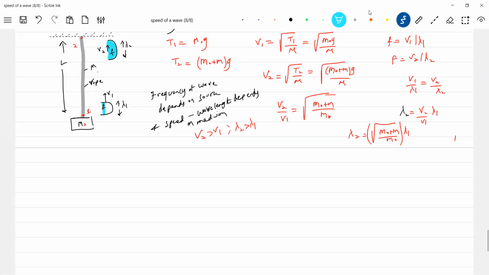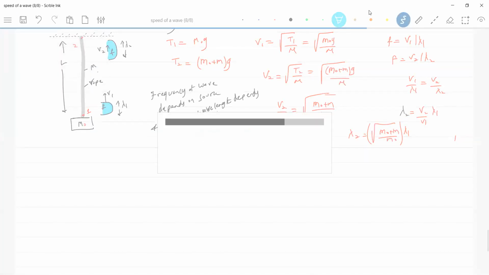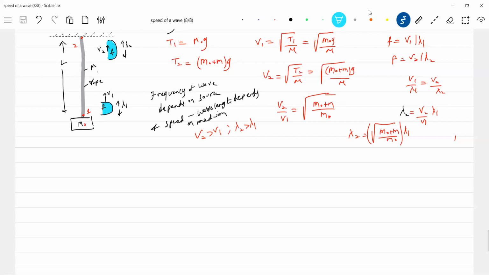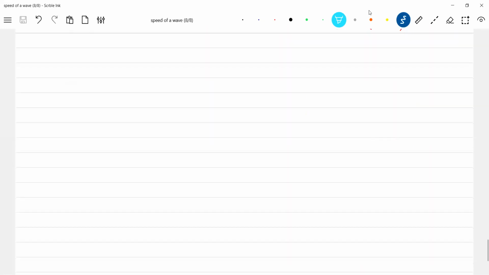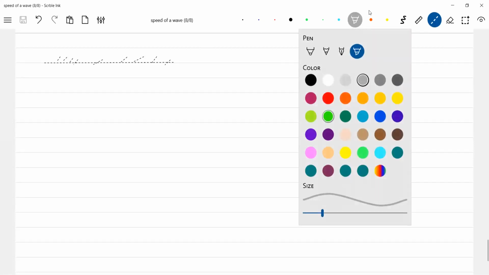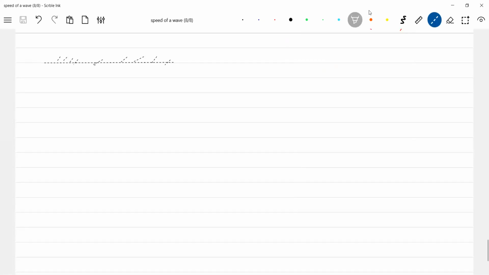We are just discussing more about the pulse, and one more condition. Now I'm having a rope where the linear mass density will vary. The linear mass density of the rope itself will vary.